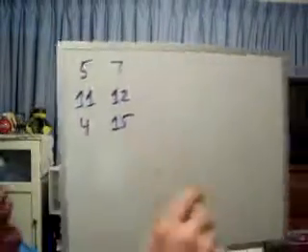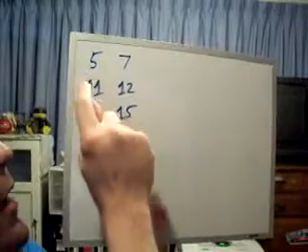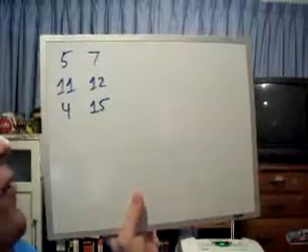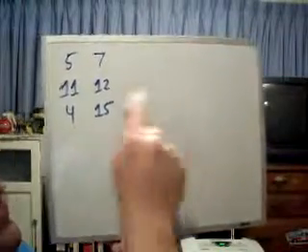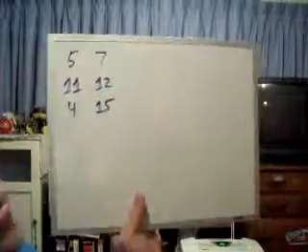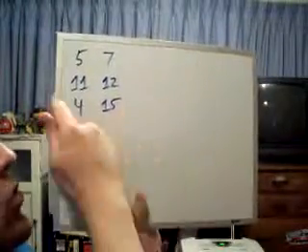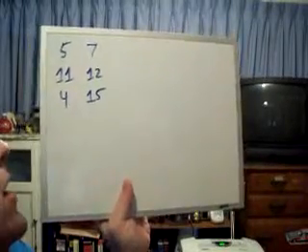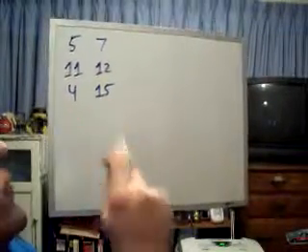Same thing with 11 and 12. 11 times 1 is 11, 12 times 1 is 12. Now you say, well, 4 times 3 is also 12, but if you take 4 times 3 together, you won't get 11. Well, 6 times 2 is 12. That's very true, but 6 times 2 is not also 11. See what I mean?